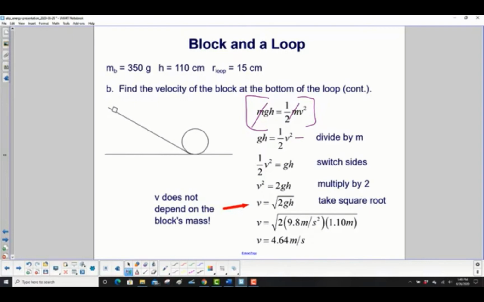So we get this, then we switch sides because we're solving for velocity. Then we'll multiply both sides by 2, and then finally take the square root. You get this really neat little equation. The velocity is the square root of 2 times the gravitational acceleration times the height. Put in the numbers, and the velocity at the bottom is 4.64 meters per second.